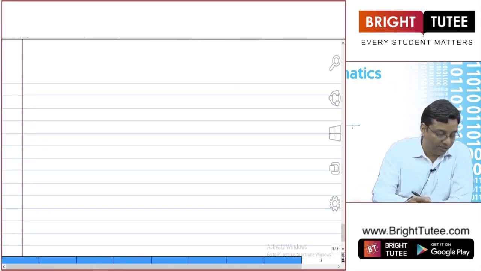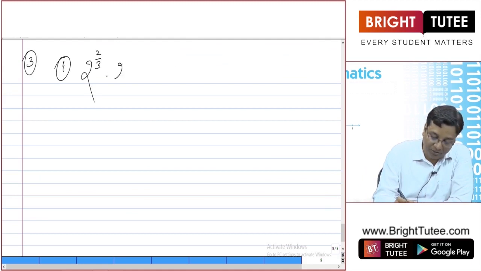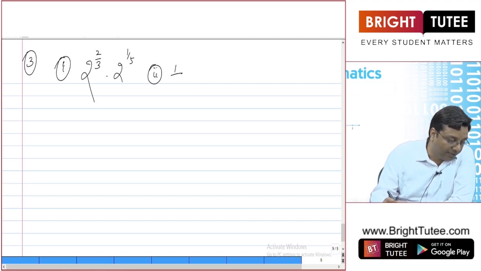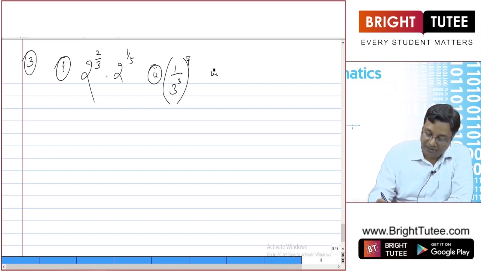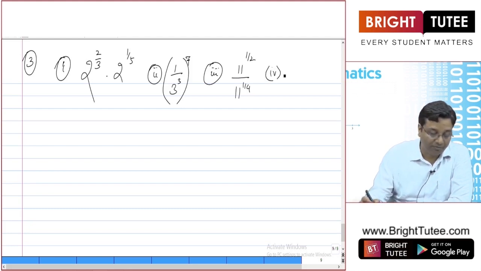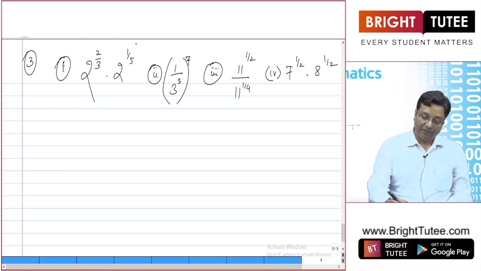Alright, so let's look at the next one, question number 3. We have to simplify: number 1, 2 raised to power 2 by 3 into 2 raised to power 1 by 5. Second part, 1 by 3 cubed raised to 7th power. Third part, 11 raised to power 1 by 2 divided by 11 raised to power 1 by 4. And the last sub part is 7 raised to power 1 by 2 into 8 raised to power 1 by 2. So let us deal with them one by one. So here the base is the same.